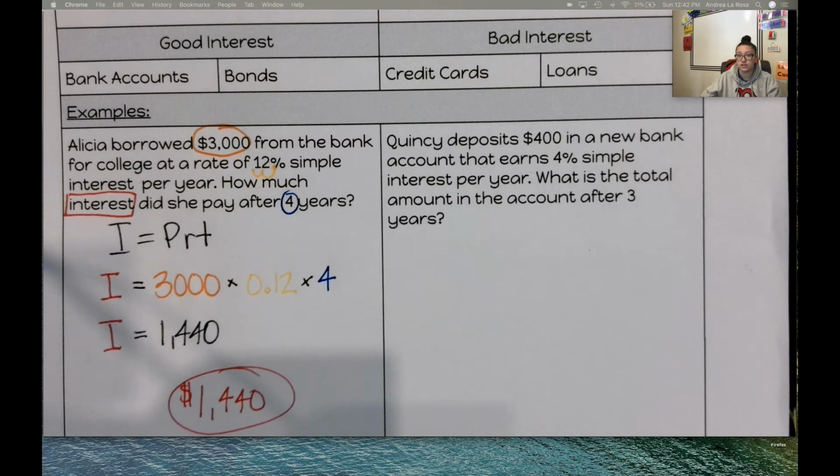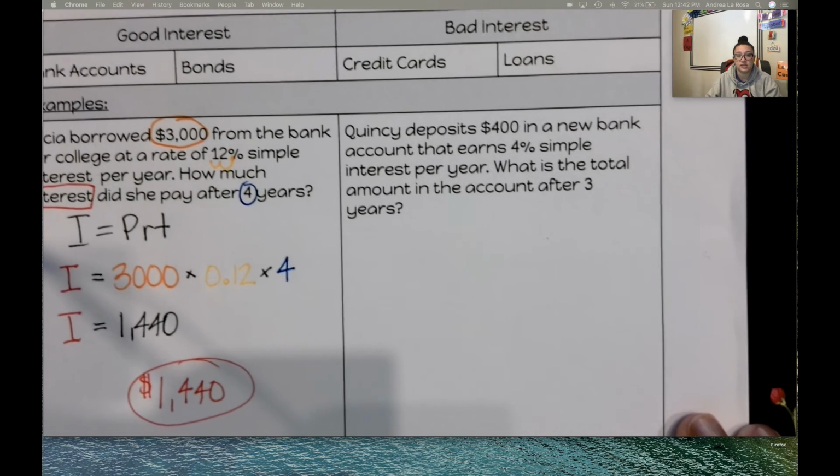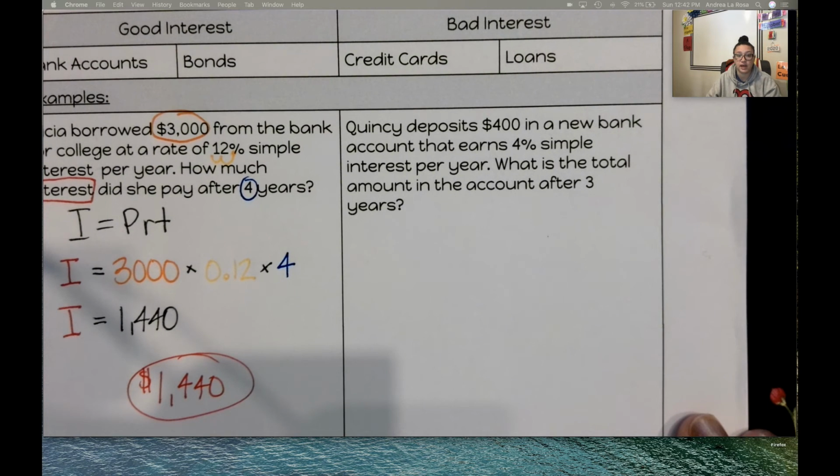The next question says Quincy deposits $400 in a new bank account that earns 4% simple interest per year. What is the total amount in the account after 3 years? So again, let's start off with our formula. I = PRT.